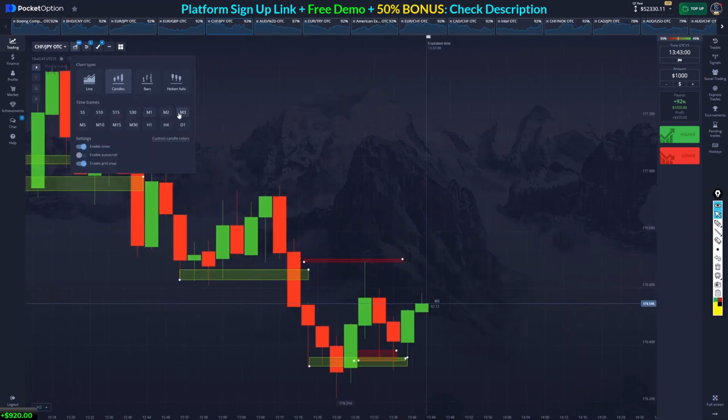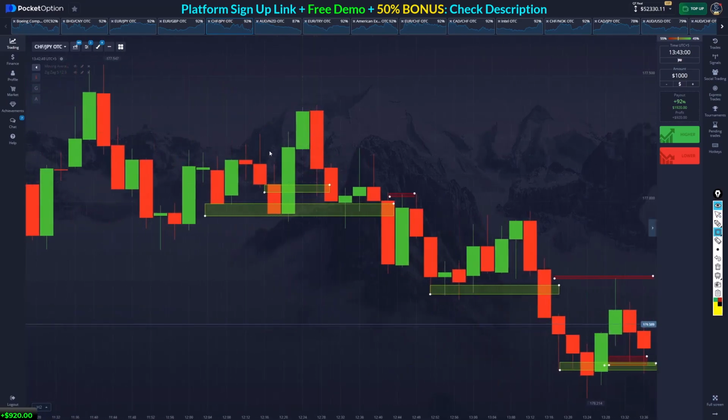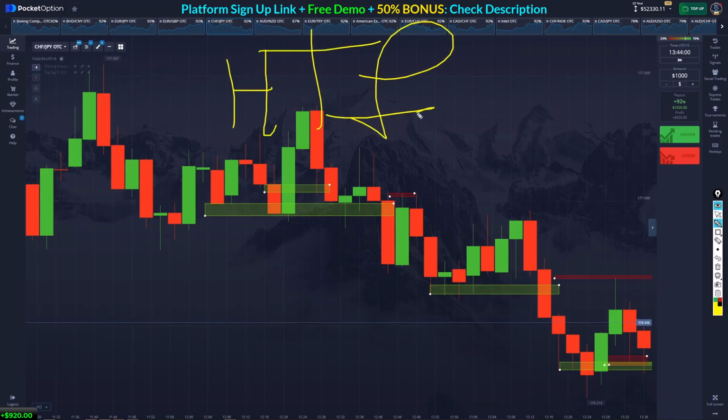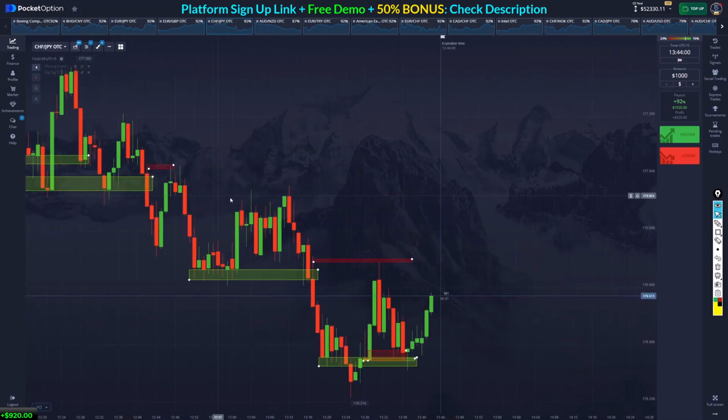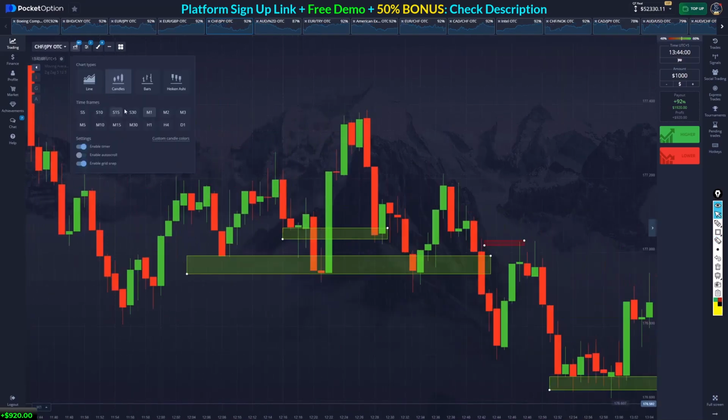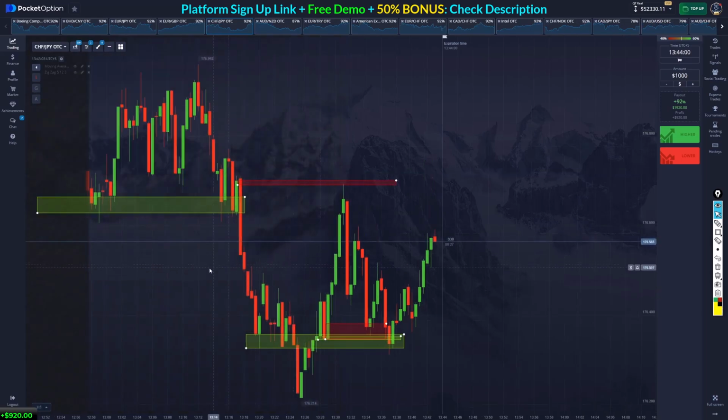Let's go back to 3 minutes. See this engulf right here? The QM zone is inside of this engulf. So we have the higher time frame confirmation. And if we go back to 1 minute, we got the QM pattern. And all we need is a lower time frame entry.